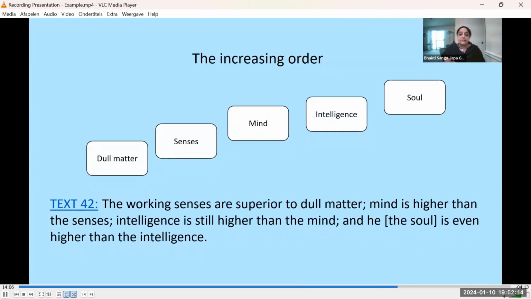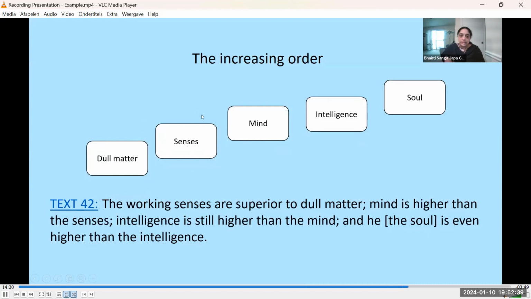He says dull matter is actually not at all something great, but the senses are greater than the dull matter. Mind is greater than the senses, intelligence is greater than the mind, and the soul is the greatest of all. So he gives us this increasing order. So we know that the intelligence is very close to the soul. And then comes the mind, then the senses, and finally the dull matter.